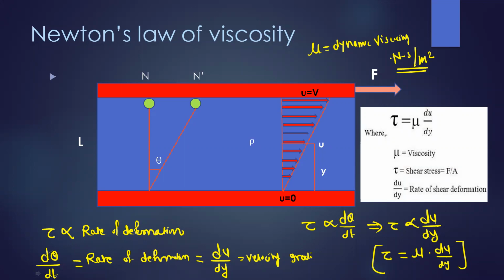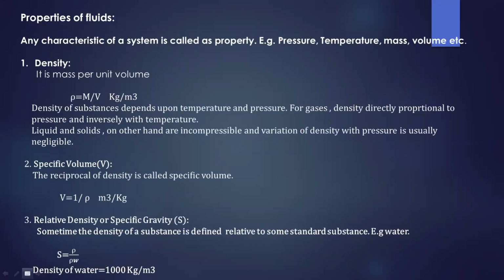So depending on this law of viscosity, we can differentiate various fluids. Okay, so the fluids which follow this Newton's law of viscosity are called Newtonian fluids. Okay, and the fluids which don't follow this law are called non-Newtonian fluids. So we will discuss this classification. But before that, let us see the properties of the fluids.